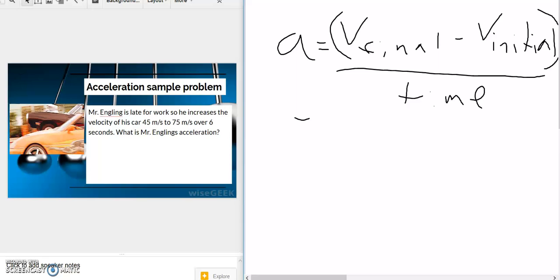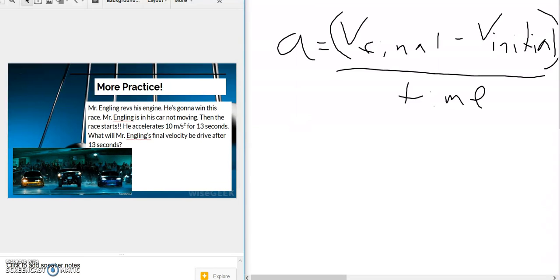Alright, this is cleared. Beautiful. What we're going to do is the next problem. Whew, this one's a little harder. So, we got me revving an engine. Boom, boom. I'm going faster. I'm about to start a race. And then the race starts.